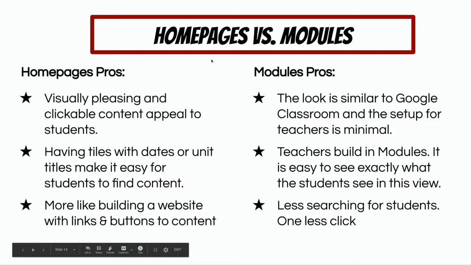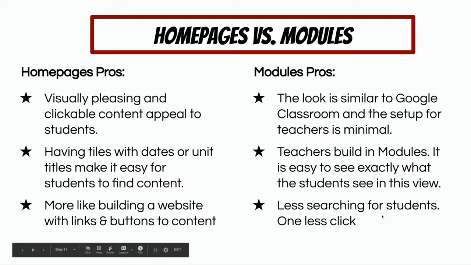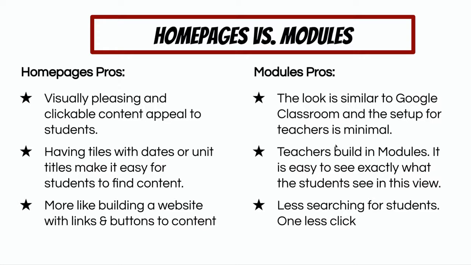Also have to think about, do you want that home page with fancy buttons, or are you okay with that module view? So that home page is definitely nice to look at. It's great to have students click and figure out where they're supposed to go. It's more like building a website than a Google Classroom. Whereas that module view is very similar to Google Classroom, and the setup is a little bit less for you as the teacher because you don't have to worry about linking to those buttons and making those buttons look how you want them to look. You're going to be building in modules, so it's easy for you and the students to know exactly what they're supposed to do for the day.